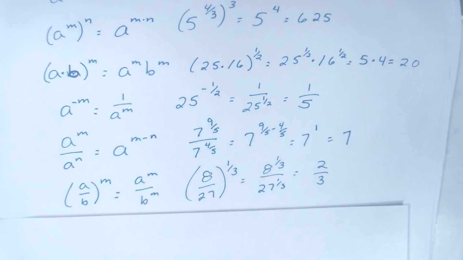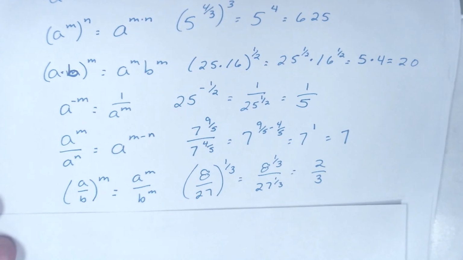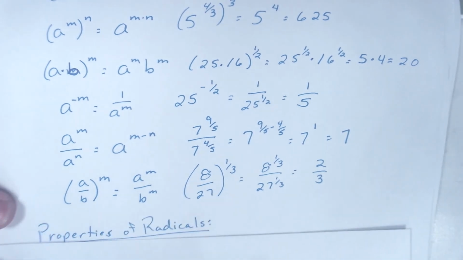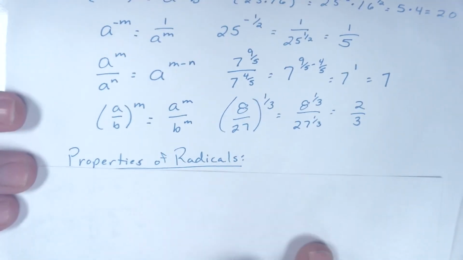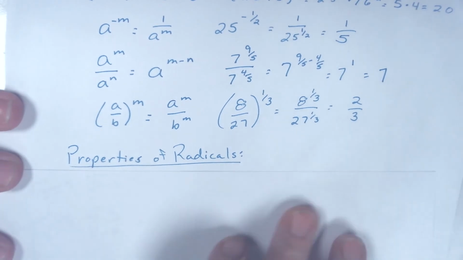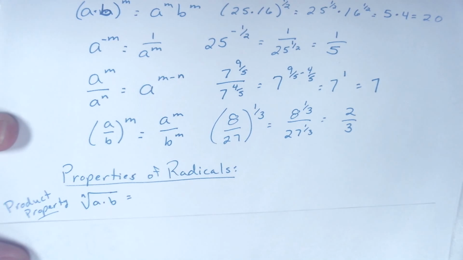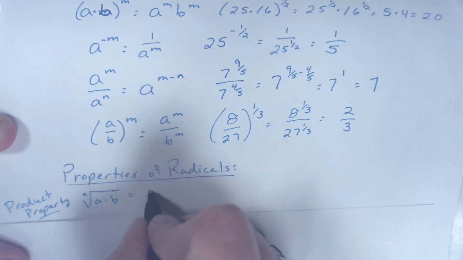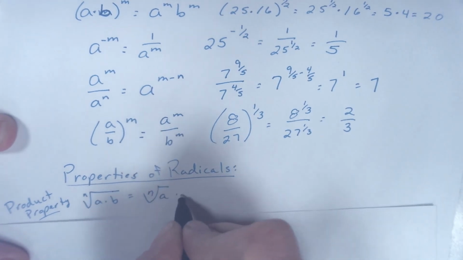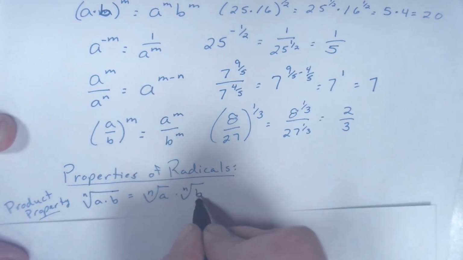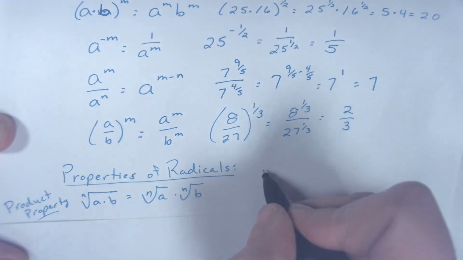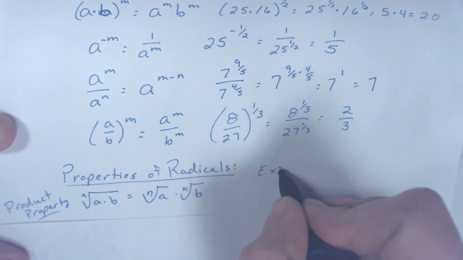The last part of our properties before I'm going to set you loose on some really ugly problems today. The properties of radicals. All right. The product property. The nth root of a times b can be written as the nth root of a times the nth root of b. We need an example here of each of these.